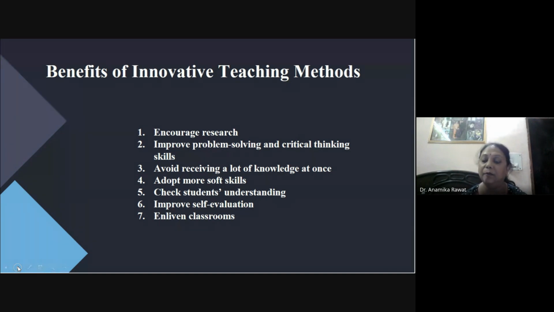Second, it improves problem solving and critical thinking skills. Every student has their own interest, their own mindset. They are from different backgrounds. They are not from the same background. They have different boards, some from MP board, some from CBSE board, some from ICSE board. So their level of understanding is different. But as a faculty, as a teacher, we have to work for all. So how can we work? With the help of innovative teaching methods, we can improve problem solving skills and critical thinking of students.